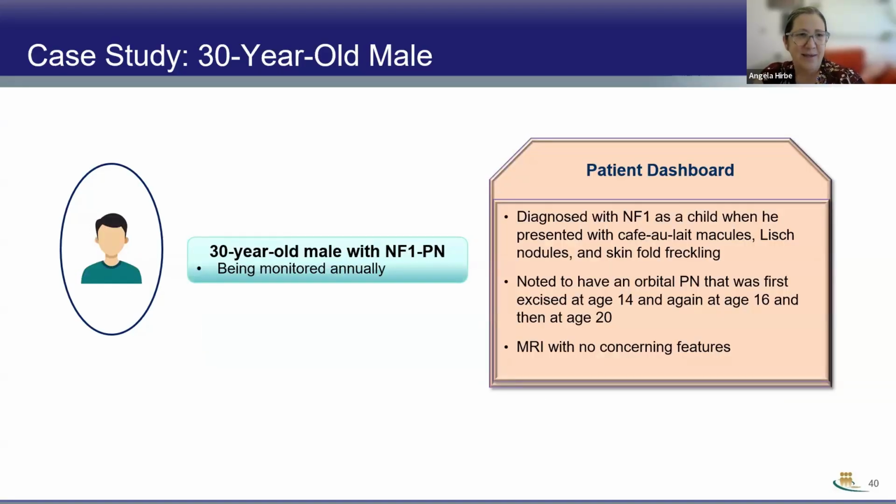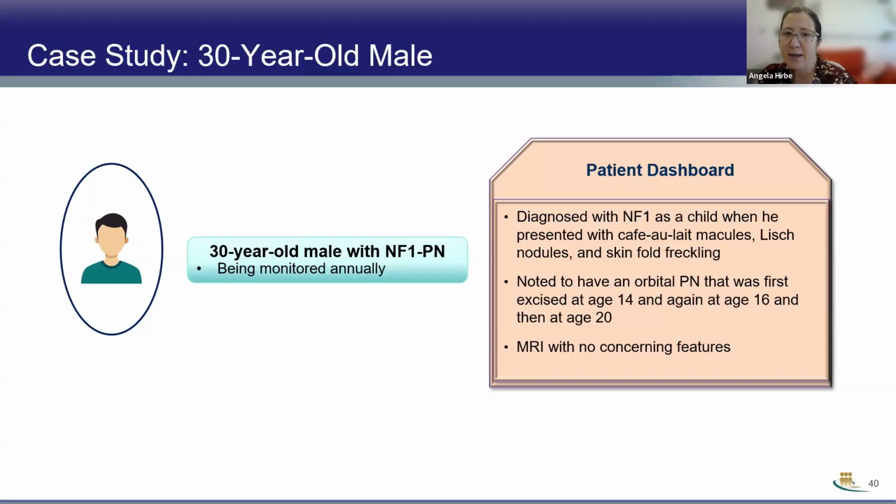Next case is a 30-year-old male with an NF1 plexiform neurofibroma who's been seen annually in clinic. So he was diagnosed with NF1 as a child when he presented with cafe au lait macules, Lisch nodules, and skin fold freckling. He was noted to have an orbital plexiform neurofibroma that was first excised at age 14, and then again at age 16, and then again at age 20.